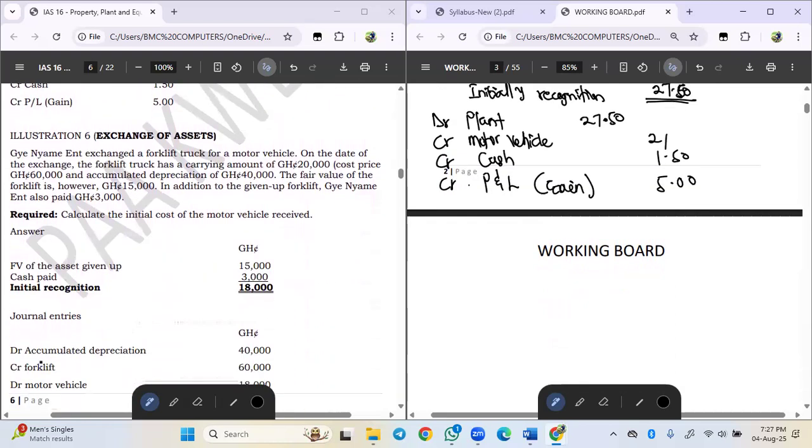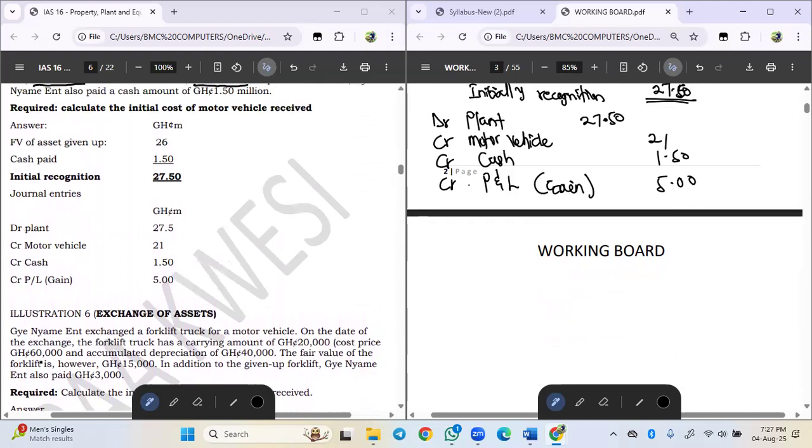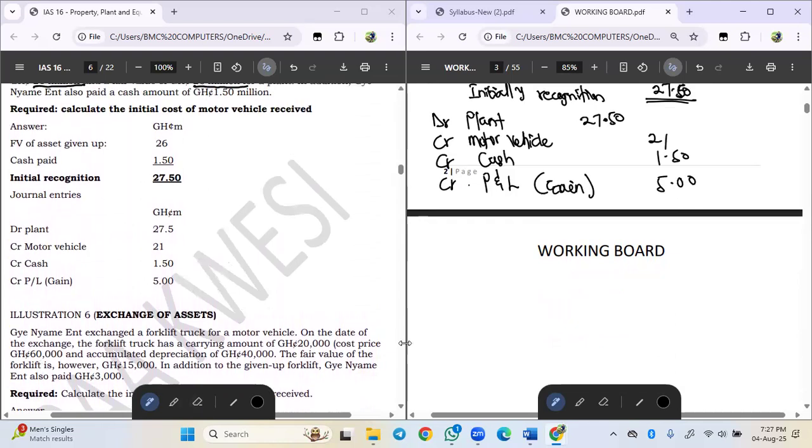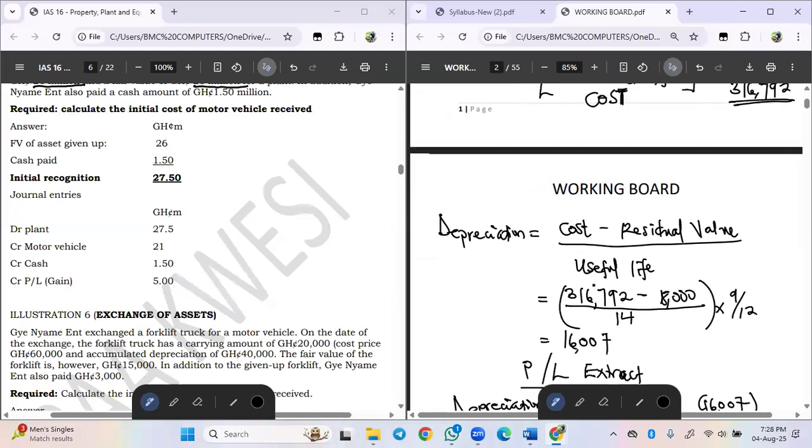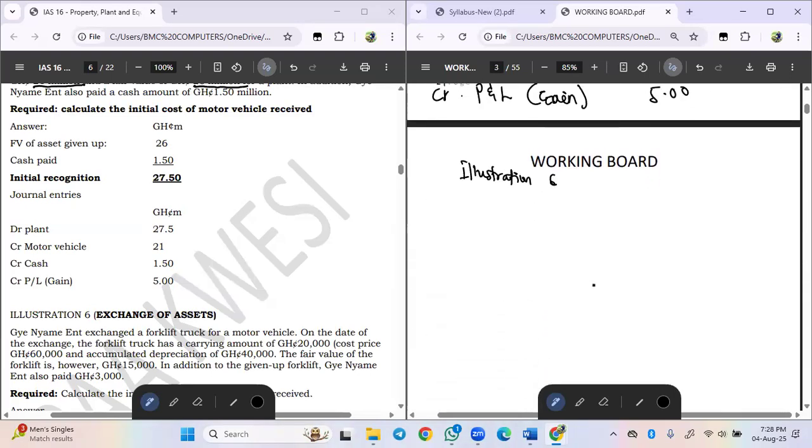Okay, so let's go to the illustration 6. I have to divide it because it's taking a whole lot of space. Okay, but it's fine. Okay, so illustration 6.